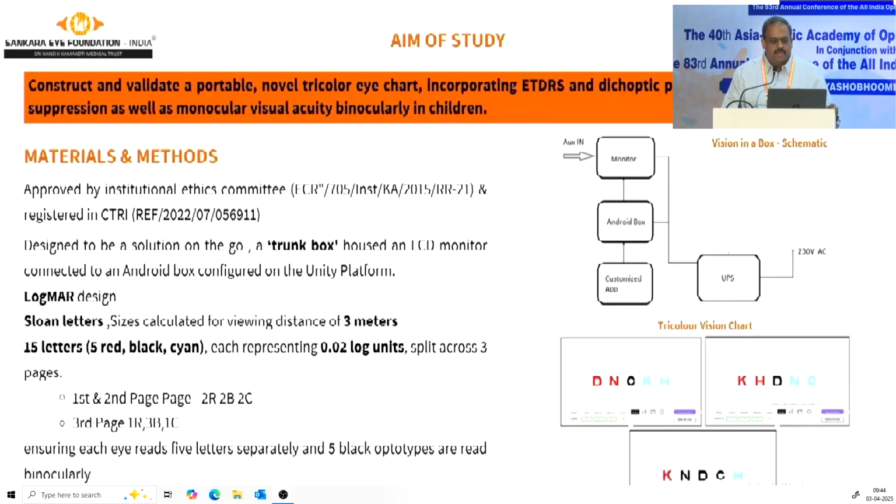So we looked to construct and validate a portable chart that incorporated the ETDRS and the dichoptic principles to look at both suppression as well as monocular visual acuity binocularly in children. So we created these three charts. What you see on the three screens are examples of a single optotype line where two screens had two red, two blue, and one black letter, and the third screen had three black, one red, and one blue letter, essentially 5 letters of each color.